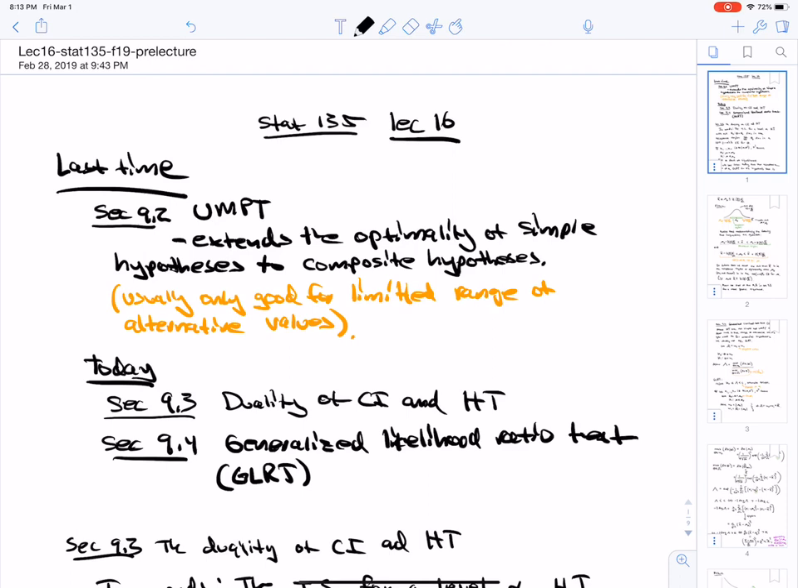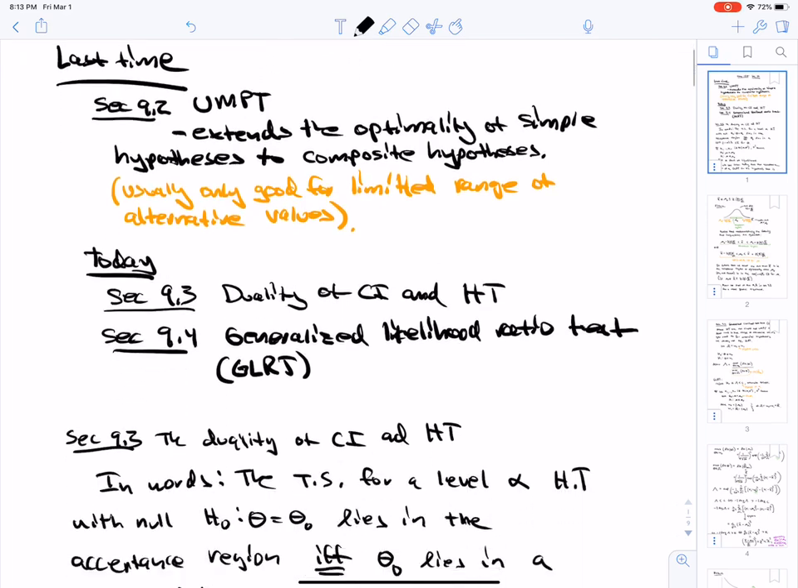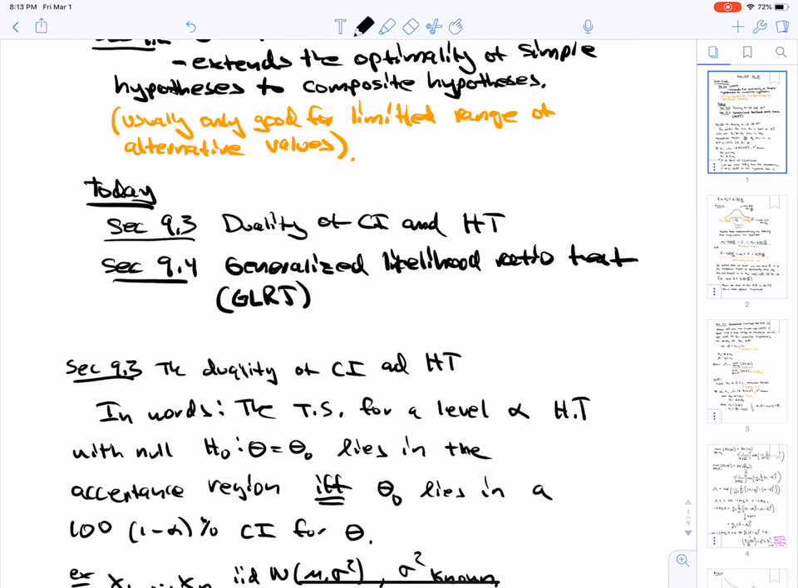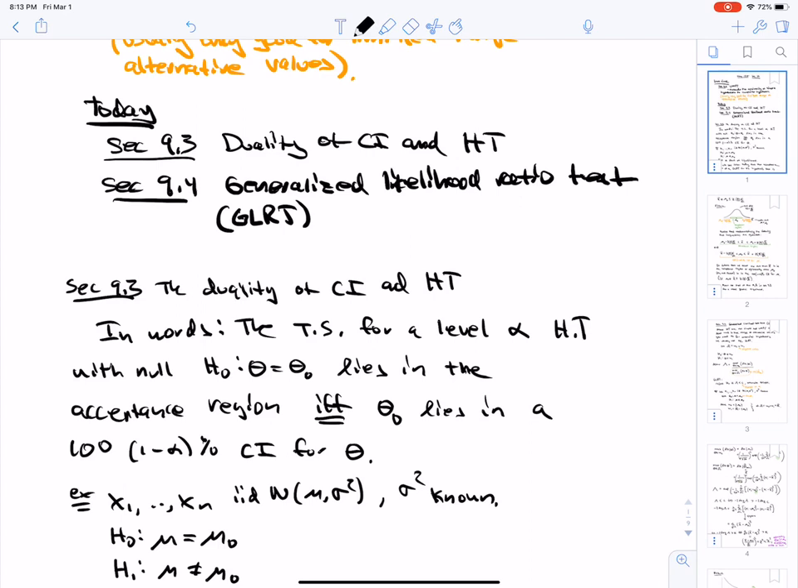So today we're going to talk about section 9.3, duality of confidence intervals and hypothesis tests, as well as section 9.4 on the generalized likelihood ratio test. So section 9.3, the duality of confidence intervals and hypothesis tests. So in words, the test statistic for a level alpha hypothesis test with null theta is theta 0 lies in the acceptance region if and only if theta 0 lies in a 100 minus alpha % CI for theta.